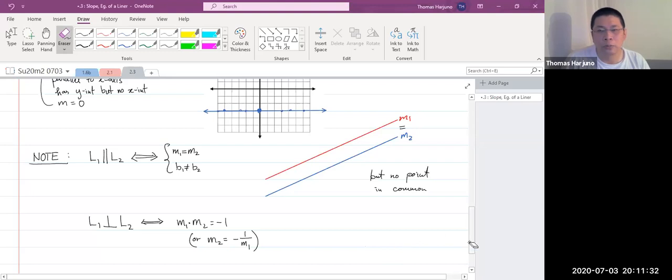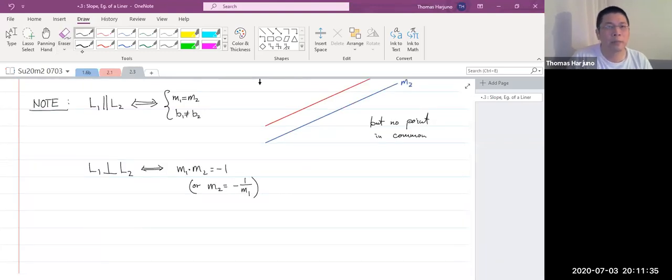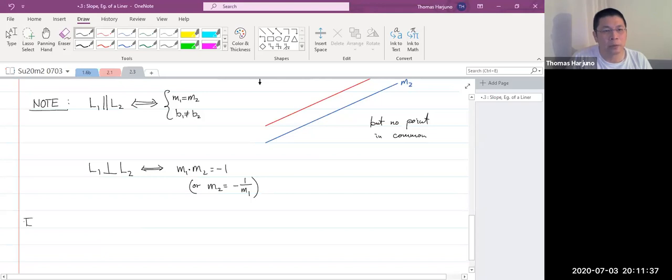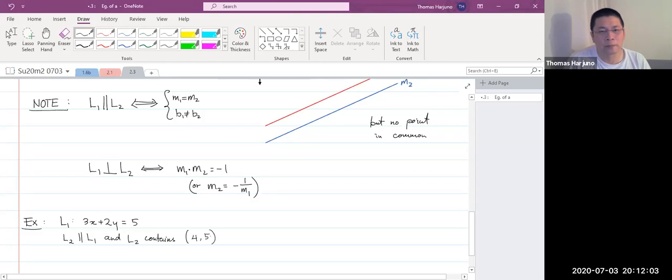Okay. Let's continue. Let's put some examples into this. For example, let's say line 1 is 3x + 2y = 5. Line 2 is parallel to line 1, and line 2 contains, let's say, (4, 7), so that we don't have too many 5s.